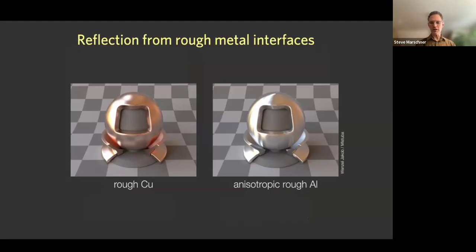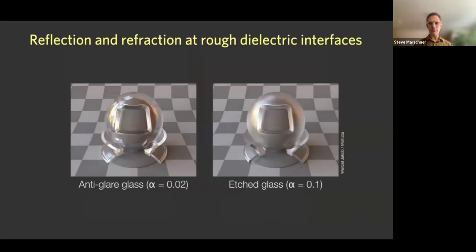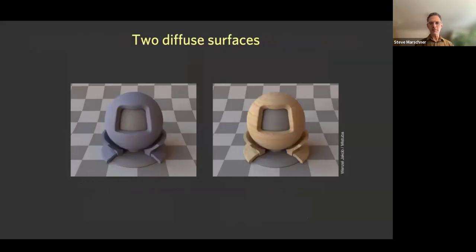So rough conductors are handled pretty well by microfacet models. Rough dielectric surfaces are handled pretty well by generalizations of those same kinds of models. And then the most widely used model for subsurface scattering, like in that chalk, is the diffuse model that just says the light goes out equally in all directions.